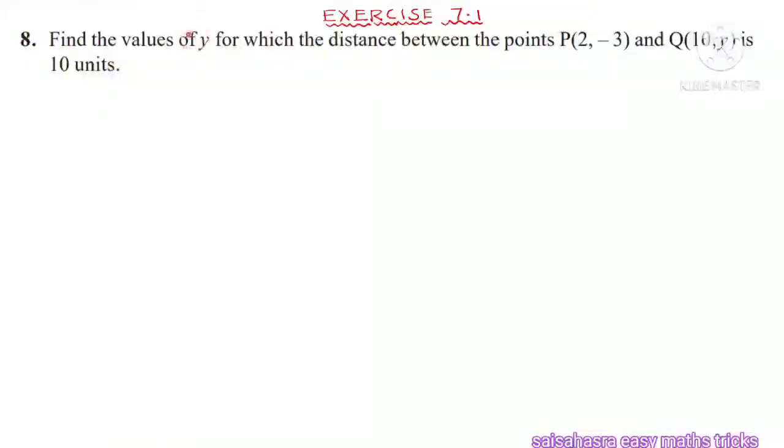We have to find the values of y for which the distance between the points P (2, -3) and Q (10, y) is 10 units. The distance between point P and point Q is 10 units. This is the given information, and in Q's coordinates, the x coordinate is 10 and the y coordinate is missing, that is y. So we only have to find this y value. As per the information, we have to write the solution.